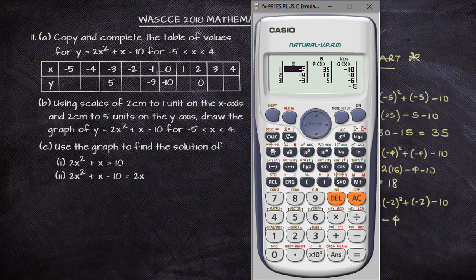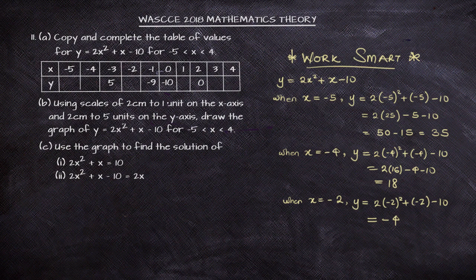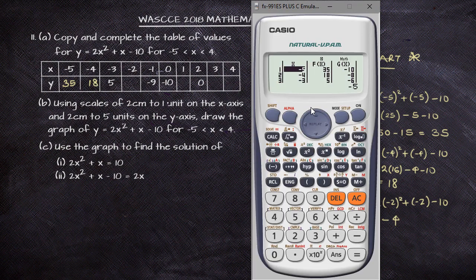I can confirm with the values that have already been given to me in the table from the question. But I will just input my values once I see that they tally, and I'm good to go. So I have 35, 18, 5, which is correct as given. And when x is minus 2, my y is minus 4.